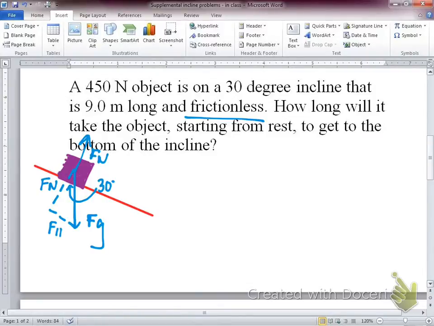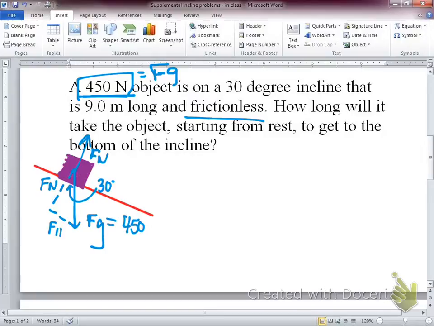First and foremost, what does this 450 newtons tell us? It tells us it weighs that, which means that's equal to F sub g. Okay, you do not take that value times 9.8. Do not take that value times 9.8. That's equal to F sub g. They did that work for you.